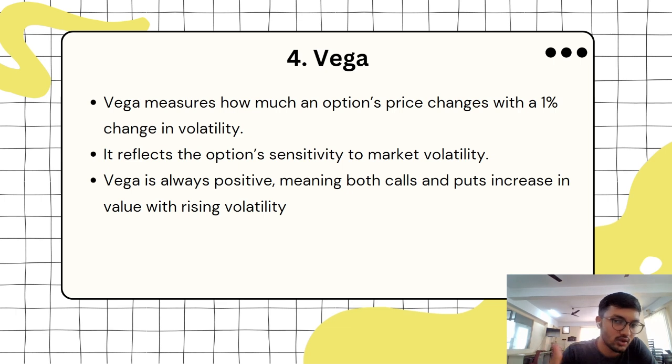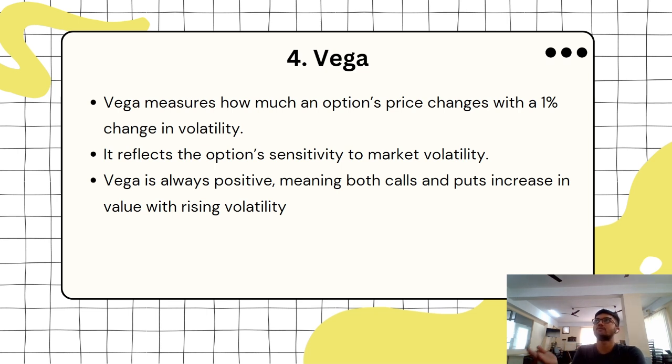Vega is always positive, meaning both calls and puts increase in value with rising volatility. What does it mean? Vega is always a positive term. There's no negative associated with a put or a call. It increases in value with rising volatility.